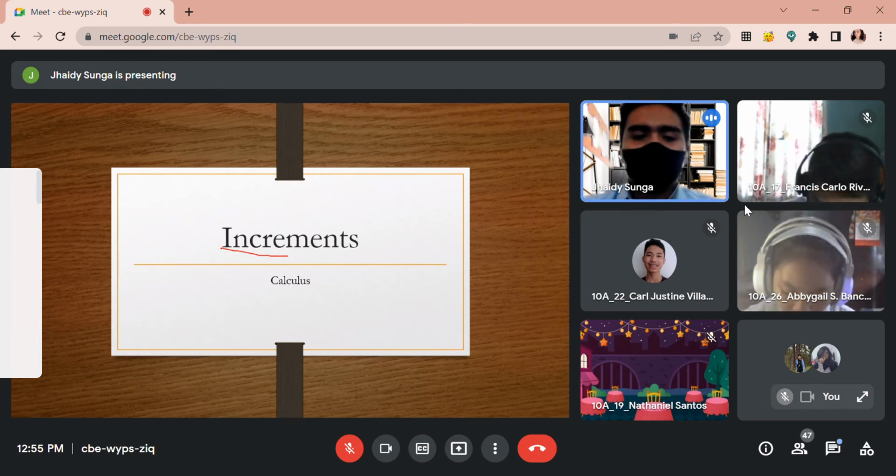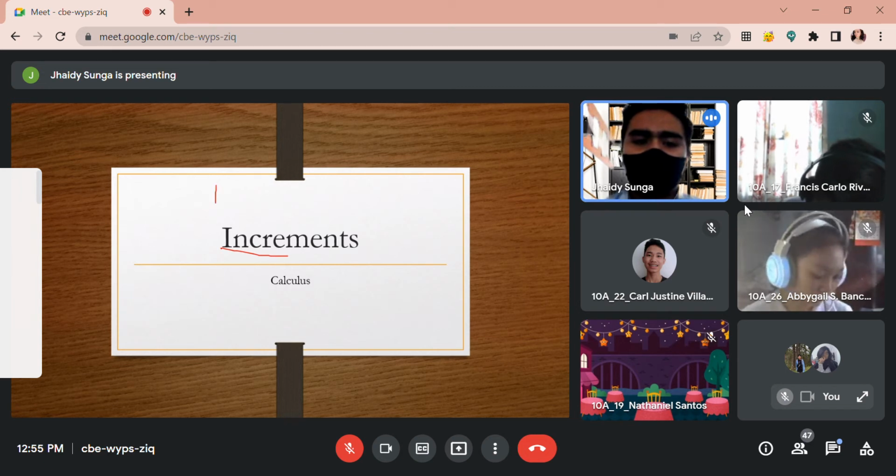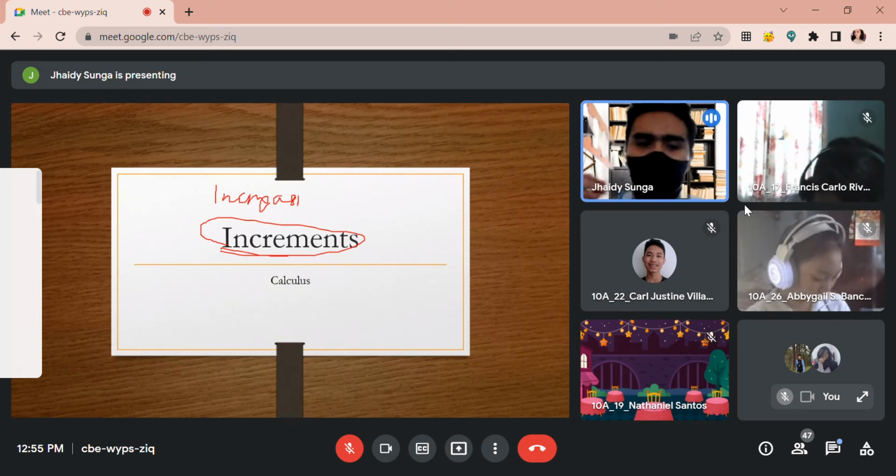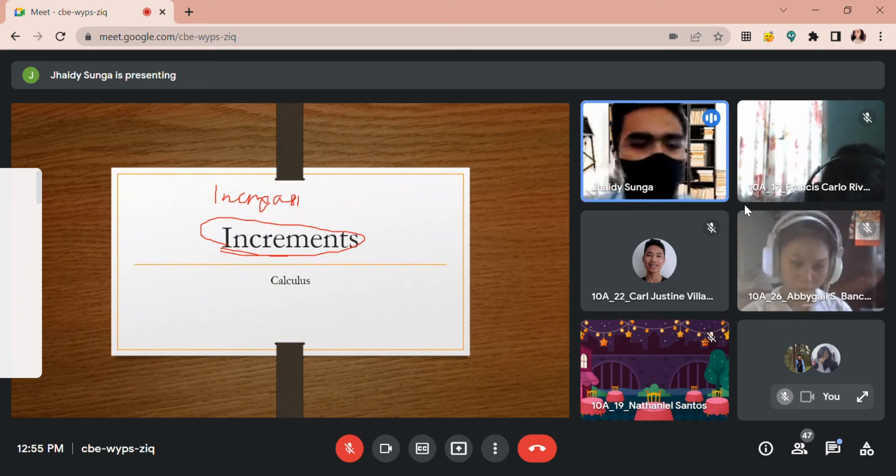Nathaniel and Abigail, if we say increase, from the word increase, it is increasing, or the measurement. So in this part, if we have increments, it only deals with the measurement of something. What is that something? We will be dealing with that. So this is the definition of increment.